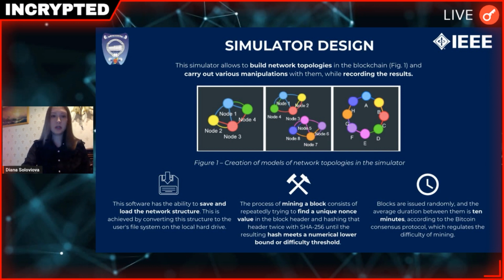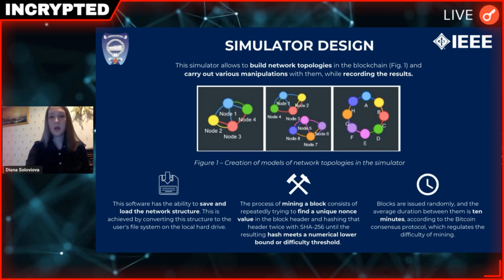So this simulator allows us to build network topologies in the blockchain and carry out various manipulations with them while recording their results. On the figure, we see the creation of models of network topologies in the simulator. This software has the ability to save and to load network structure. This is achieved by saving the structure to the user's file system on the local hard drive.